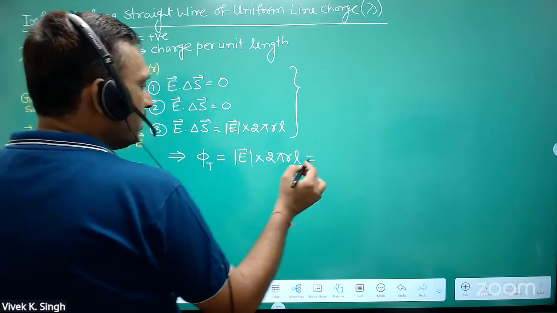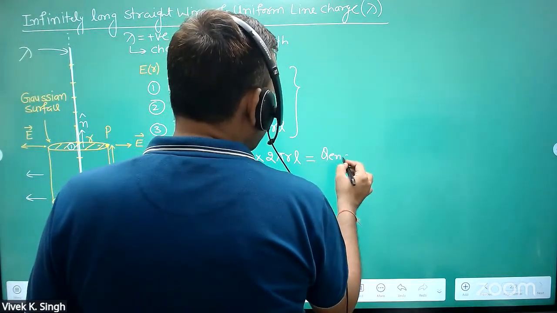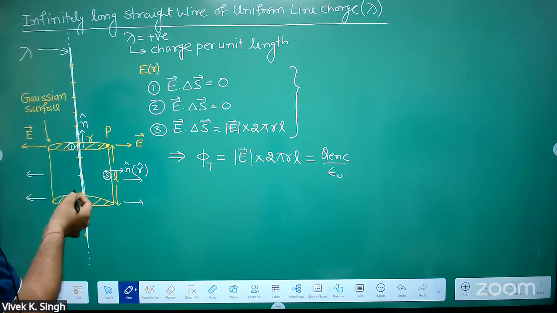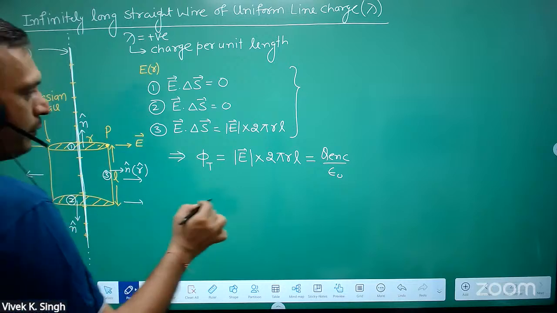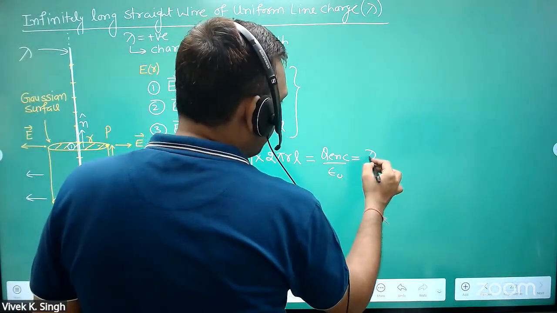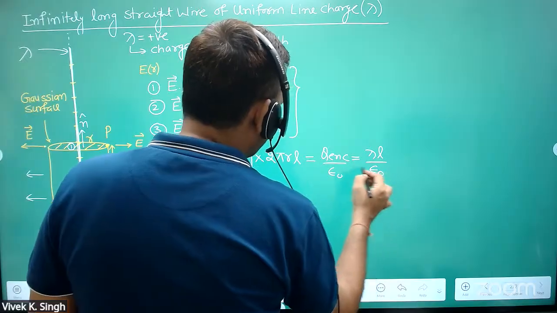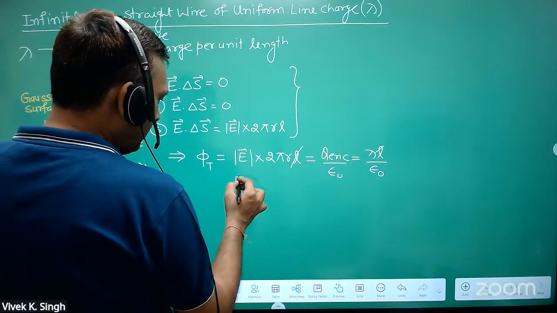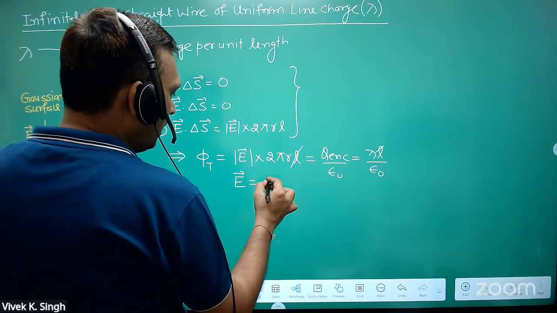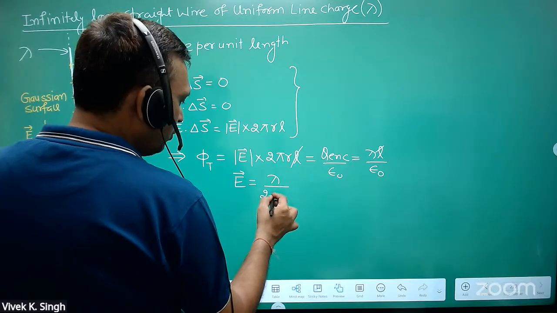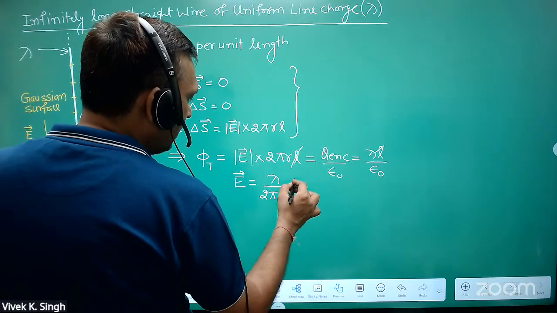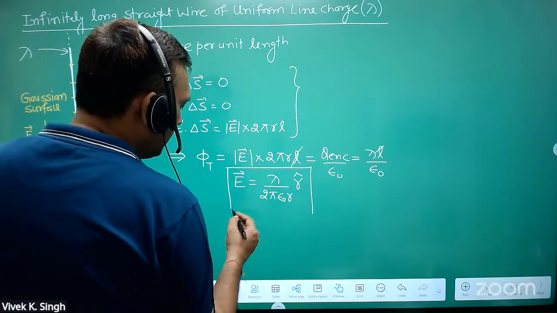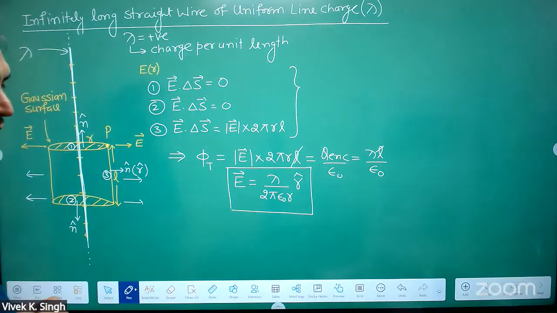और what is Q enclosed by epsilon naught? इस गॉसियन सरफेस में कितना चार्ज होगा? इफ इट्स लेंथ इज L, लेमडा इज चार्ज पर यूनिट लेंथ, तो ये हो जाएगा लेमडा इंटू L बाई एप्सिलॉन नॉट। ये L कैंसिल आउट हो जाएगा, तो E को आप लिख सकते हो लेमडा बाई 2 पाई एप्सिलॉन 0 R, और इस डायरेक्शन को हम रेडियली आउटवर्ड डायरेक्शन बोल रहे हैं। R कैप इज रेडियली आउटवर्ड। ठीक है?